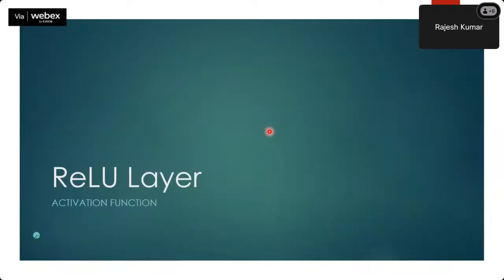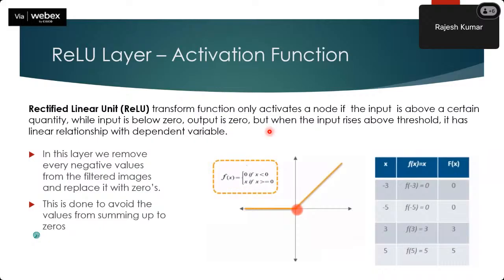Let's move to the next layer, which is the ReLU layer, which is basically an activation function, because of the non-linearity present there, and we need an activation function. We use a ReLU layer. You can use other layers also, but ReLU has its own advantage, and we will talk about the advantages later.